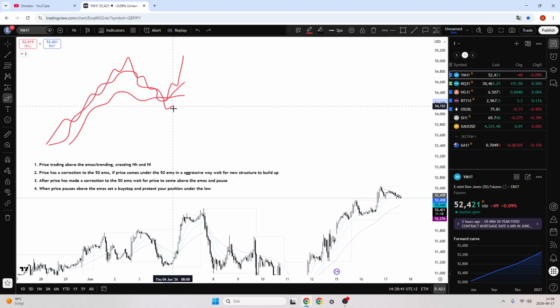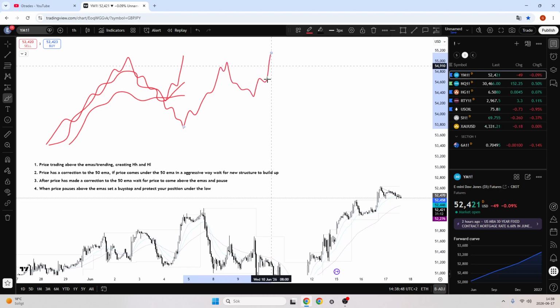And if price starts to come down below the 50 EMA, we simply wait for a new structure to get built up, and then a flush to the 50 EMA, and then our position would, instead of taking something in here, we would wait for new structure to build up, and we would take something simply in here.